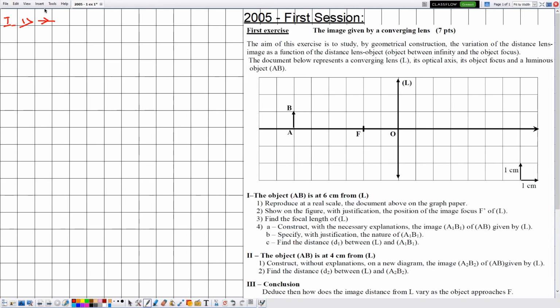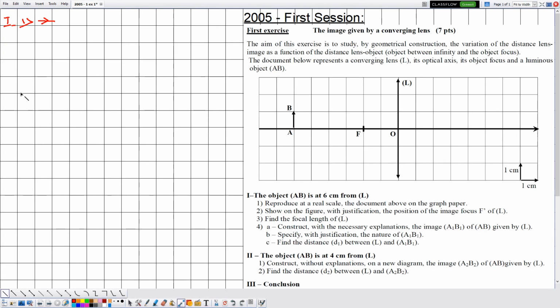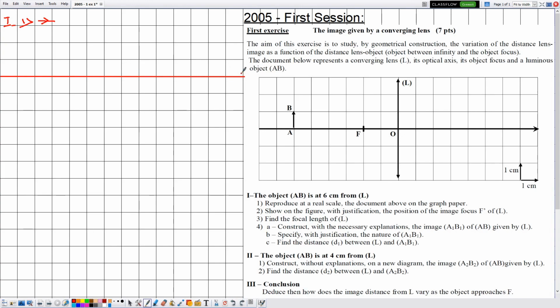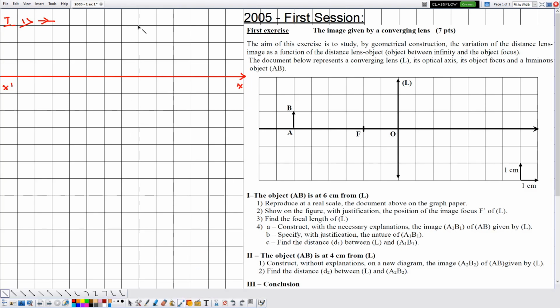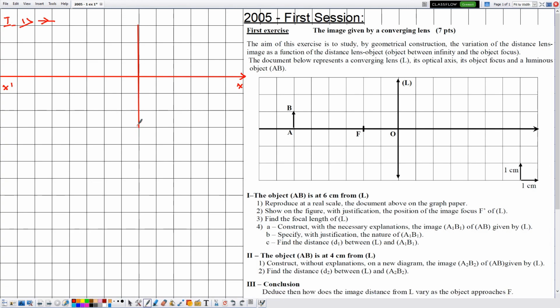And whenever we need to reproduce or redraw, we always start by drawing the optical axis at the center, having the same direction of propagation of light, which is from left to right. Then this is x prime and this is x. Then we place the lens L perpendicular to the optical axis at the center using the correct symbol of a converging lens. And we know that the intersection between the optical axis and the lens L is the optical center O.